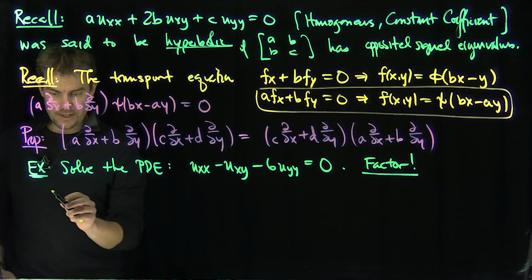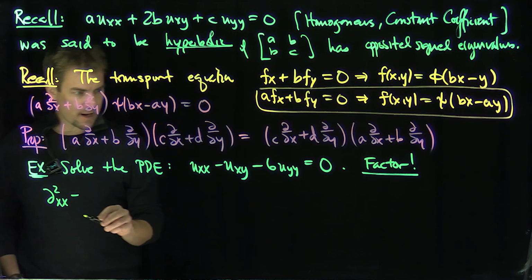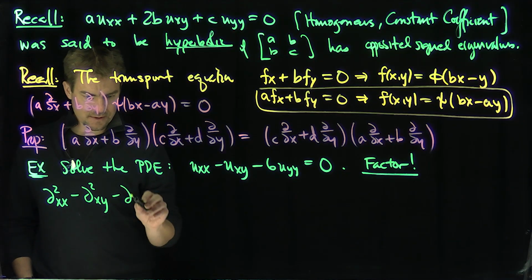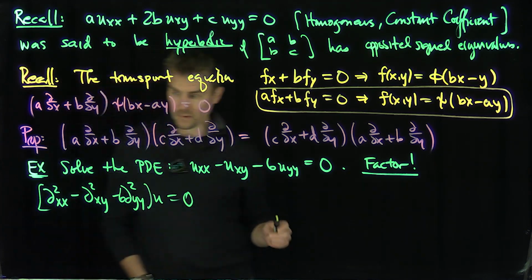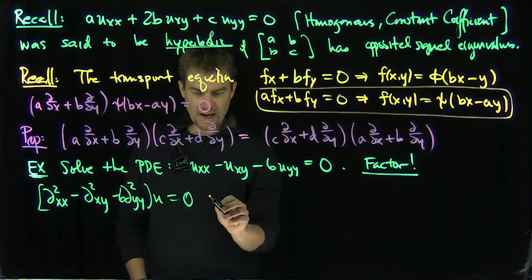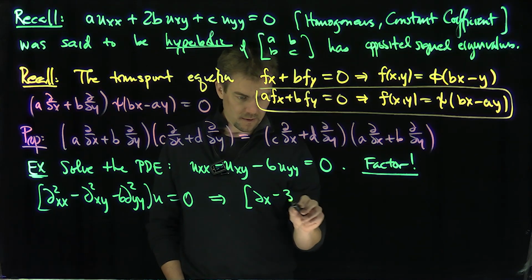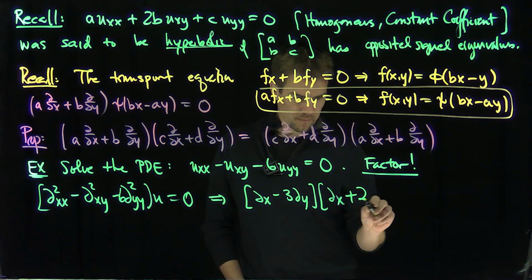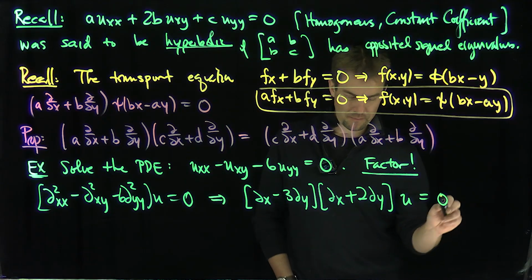So what's this going to look like? What I really have is the operator ∂²/∂x² minus ∂²/∂x∂y minus 6 ∂²/∂y² applied to u equal to 0, right? Well, what can we do? We could factor this as (∂/∂x minus 3 ∂/∂y) times (∂/∂x plus 2 ∂/∂y) applied to u equal to 0.